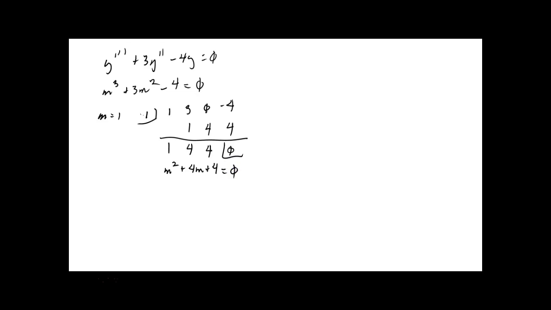You can either factor or use the quadratic formula. It's going to be m plus 2 times m plus 2, which is m plus 2 squared. So m equals negative 2. It's a double root, right? All right, now let's go back.